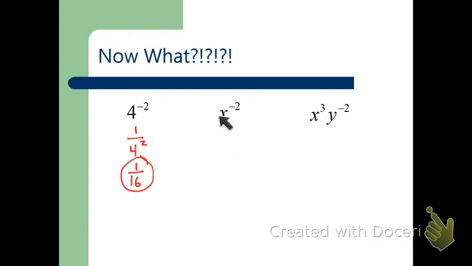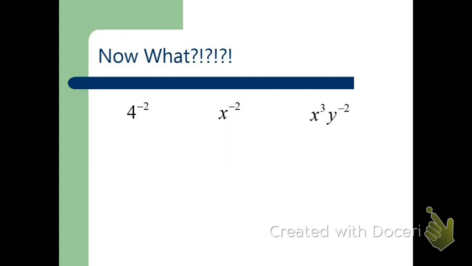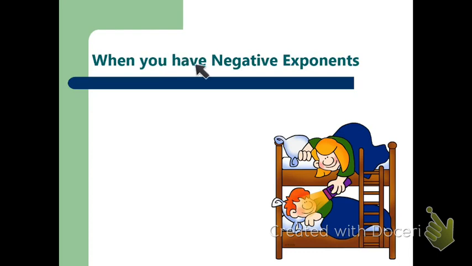When I have x raised to a negative exponent, that's the same thing as 1/x raised to a positive 2. Done. Go to the next one. I got a rule coming for you. That exponent's fine, but this y is raised to a negative. I'm going to rewrite it as x raised to the 3rd over y raised to a positive 2. And then here's what we call it. When you have negative exponents, change bunks. This is what this means.